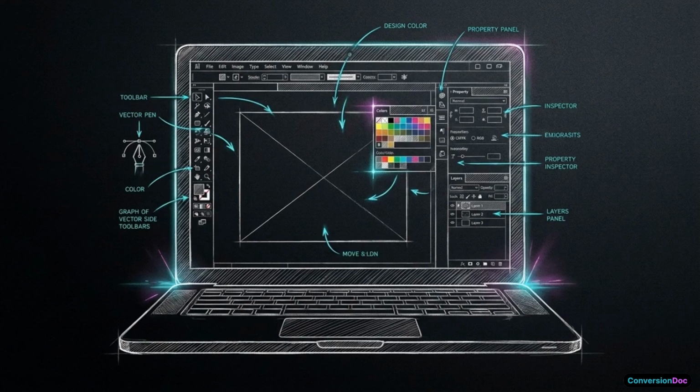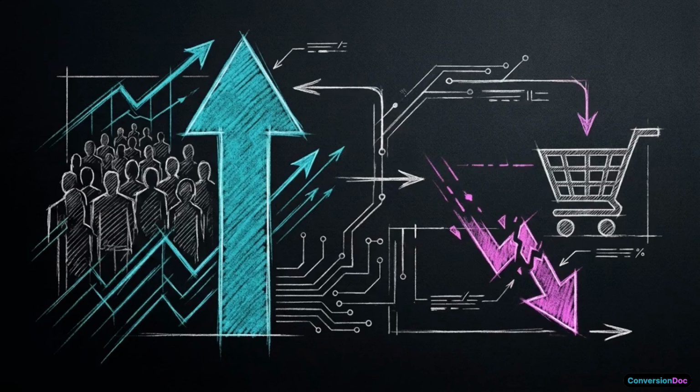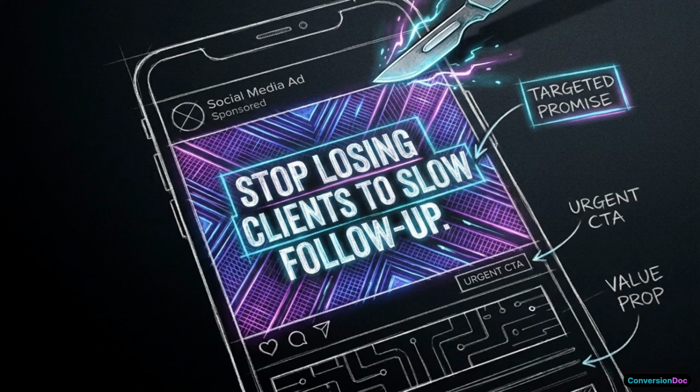Let us run this methodology on a specific scenario. Consider a SaaS product built for freelance designers. Their search traffic is high, but their conversion rate is sitting below 1%. Their ad makes a highly targeted promise: stop losing clients to slow follow-up.